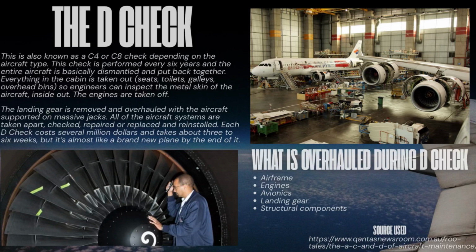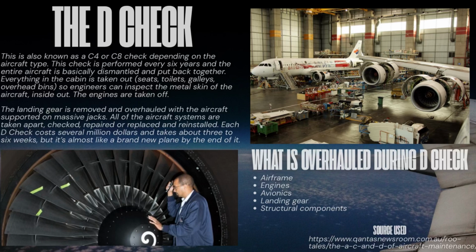The engines are taken off. The landing gear is removed and overhauled with the aircraft supported on a massive jack. All the aircraft systems are taken apart, checked, repaired, or replaced and reinstalled. Each D-check costs several million dollars and takes about 6 weeks, but it's almost like a brand new plane by the end of it.